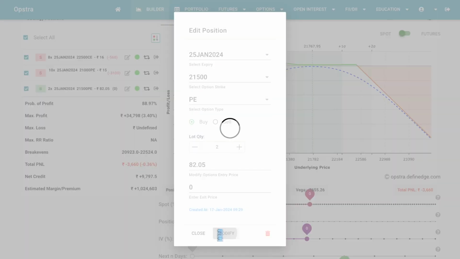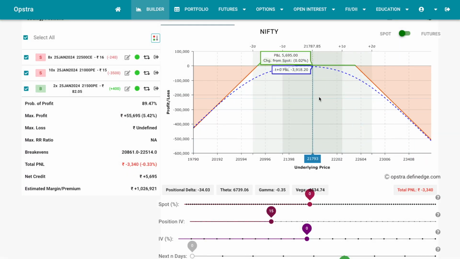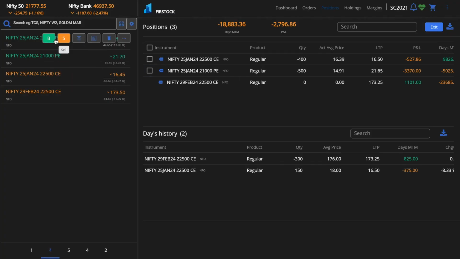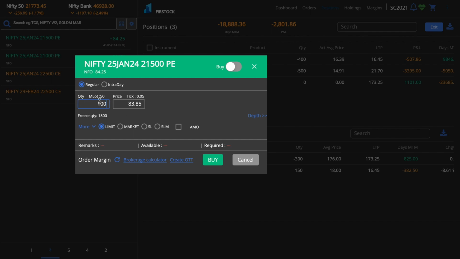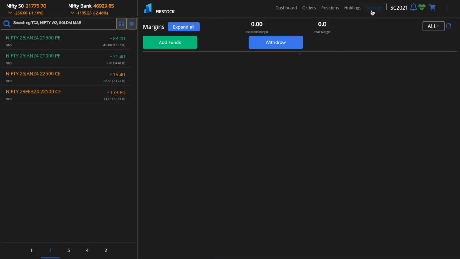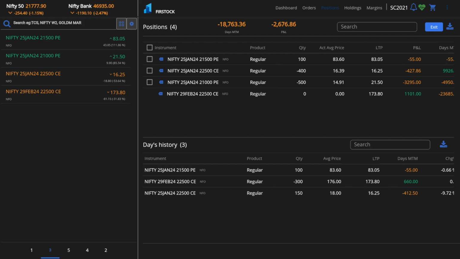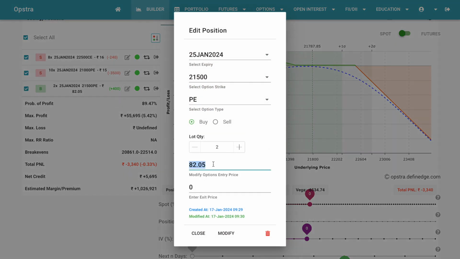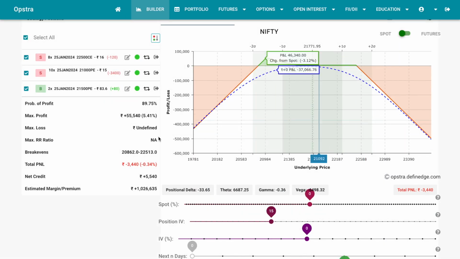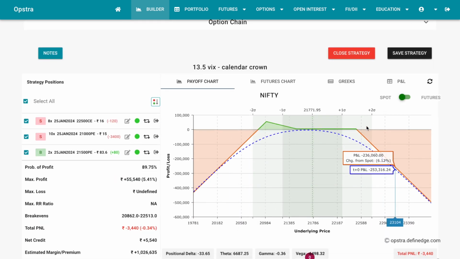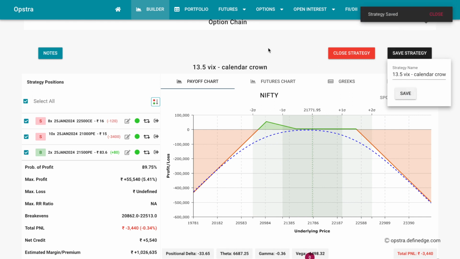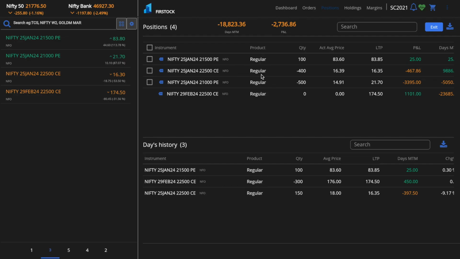What if I add this and make it two lots? I think I should do this. I think it will come below 21,000, and 5,000 is something that is decent. I'll go ahead and buy this. These are 100 and I go ahead and buy it at 83.85. It is market complete, and the option here is 83.6, two lots, modify. Yes, now our lower break even is around 20,862, while keeping the upper break even constant. We save this strategy and let's wait and watch.